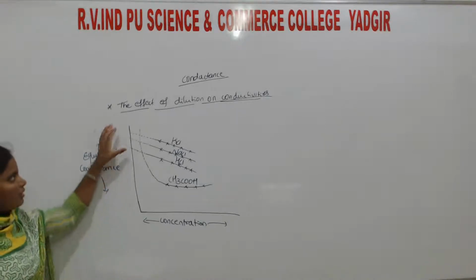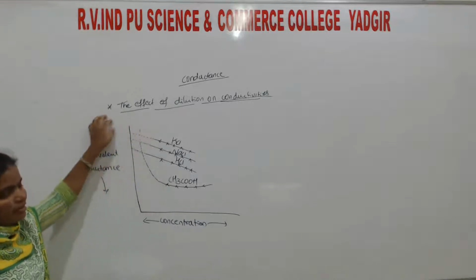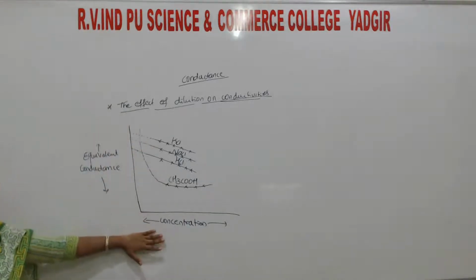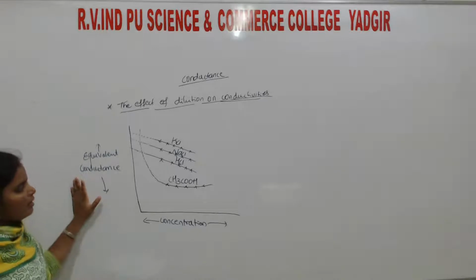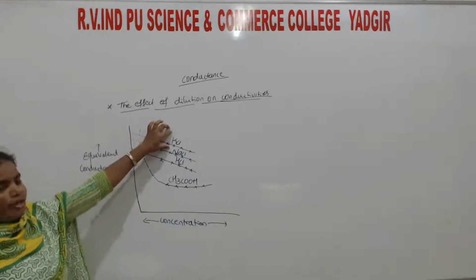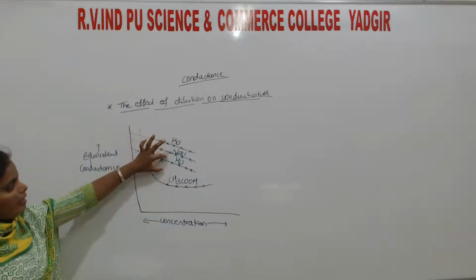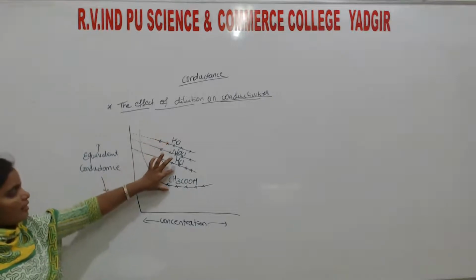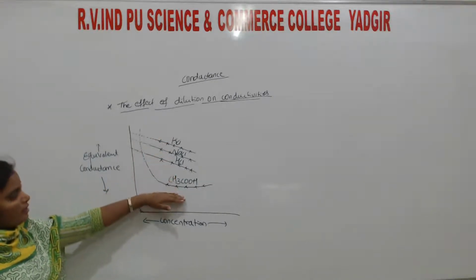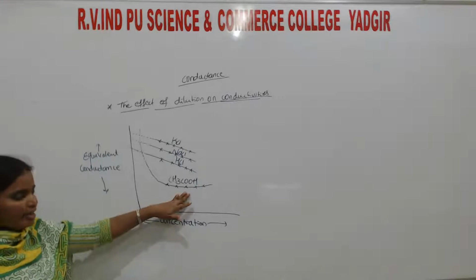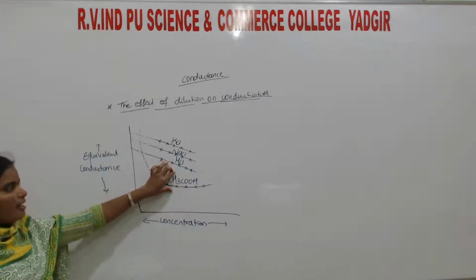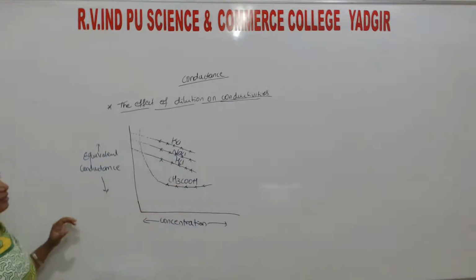Okay, this is a diagram of the effect of dilution. This is the graph of concentration versus equivalent conductance. Here are potassium chloride, sodium chloride, and hydrochloric acid, which are strong electrolytes, and here the weak acid, acetic acid. This is hydrochloric acid. These electrolytes are taken as common examples.